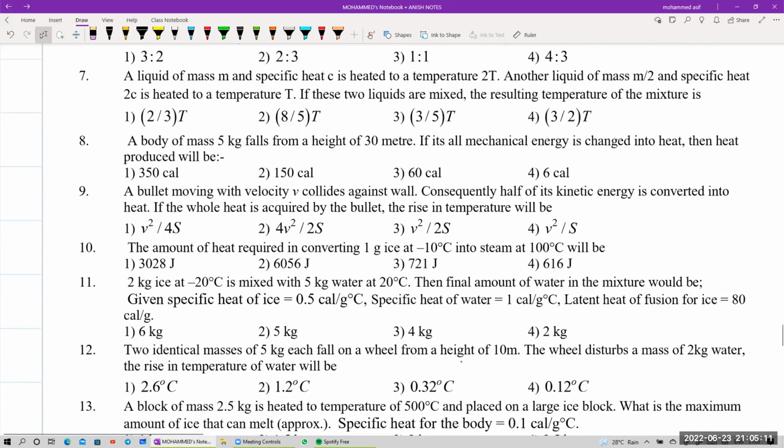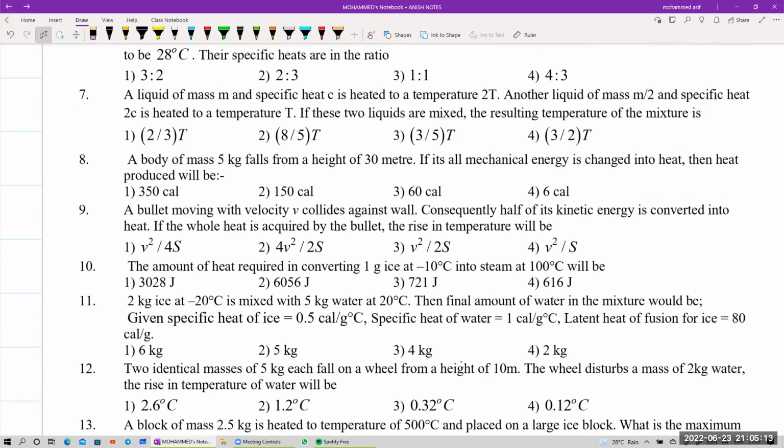Here's a question. Question number 9, a good question. Read the question. A bullet is moving with a velocity v and collides against a wall. Consequently, half of its kinetic energy is converted into heat. If the whole heat is acquired by the bullet, the rise in temperature will be equal to how much?